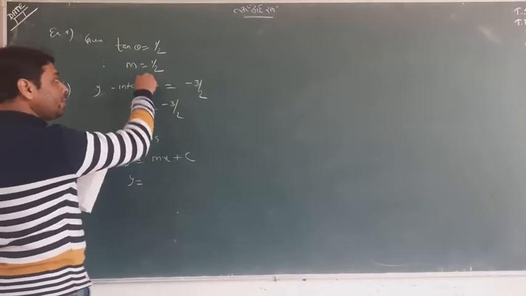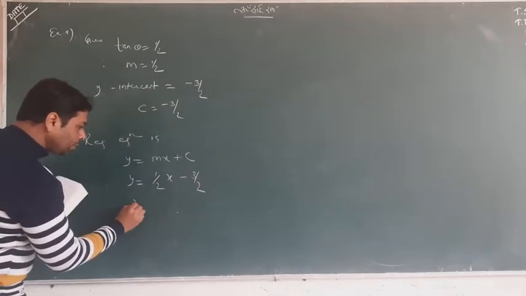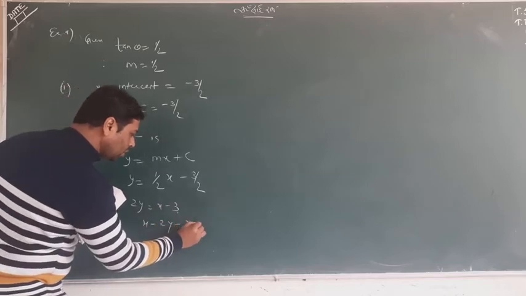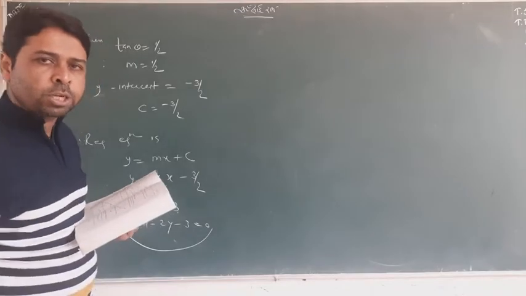So m is directly given as half, x is x and c is 3/2. Take an LCM: 2y equals x minus 3. The answer is x minus 2y minus 3 is equal to 0. This is the general form, you know, ax plus by plus c is equal to 0.